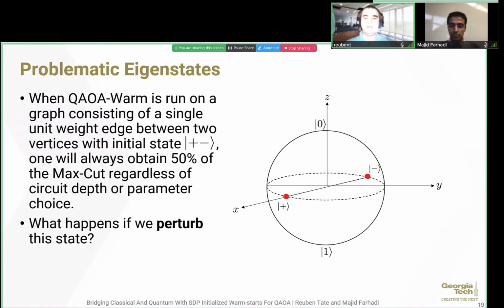To see this, we consider an example. Suppose we run QAOA-Warm on a graph consisting of a single unit weight edge with initial state plus-minus. As we see in the diagram, this state is an optimal antipodal structure that lies on the x-axis. It turns out QAOA-Warm can only obtain 50% of the max cut regardless of the circuit depth or parameter choice. However, one might ask, what happens if we perturb the state while keeping the antipodal structure?